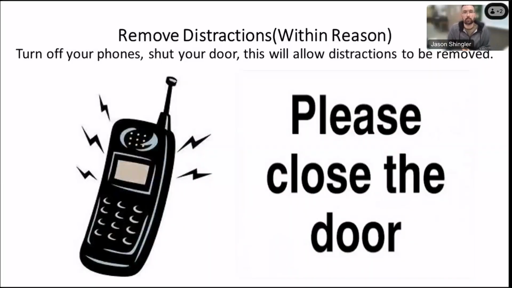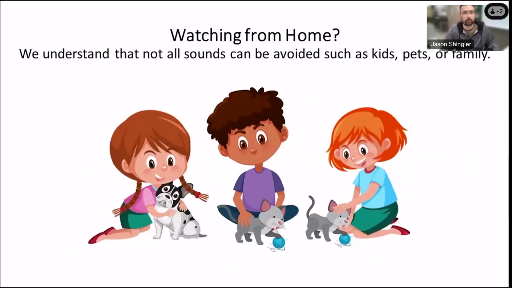So we want to remove all distractions. Turn off your phone, shut your door. This will allow distractions to be removed. Okay. If you're watching from home, we understand that not all sounds can be avoided, such as kids, pets, or family. So it's okay if your dog or a child walks in. It's okay if it's interrupted. We all understand that. It's life.